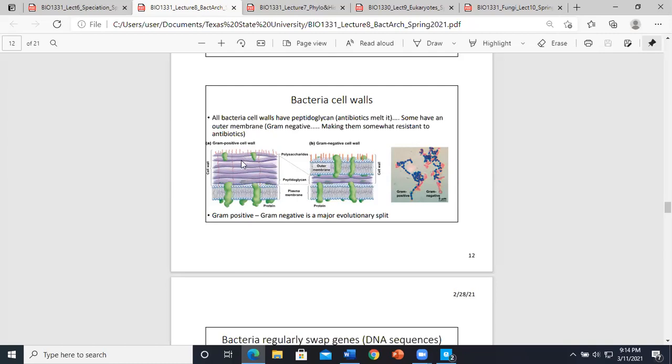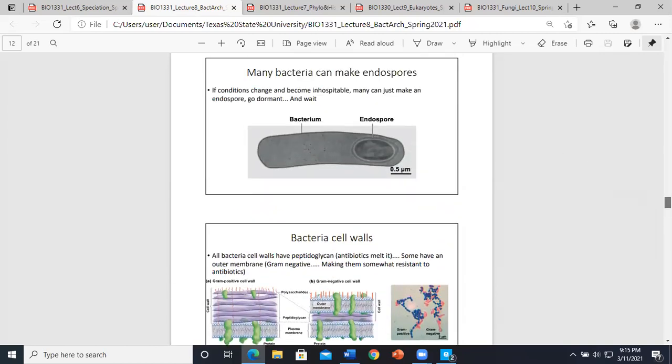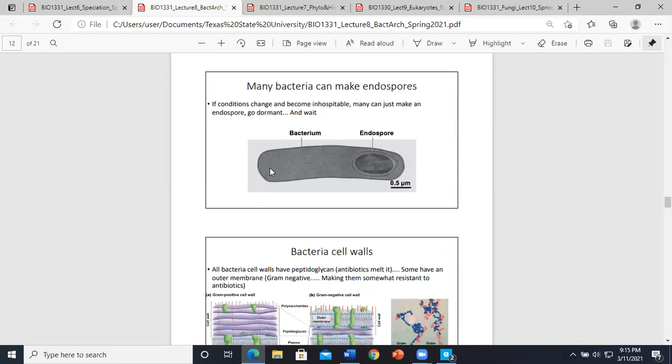And this is where you get your gram positive versus your gram negative, because peptidoglycan is easily stained, and so it turns that purple color, whereas the outer membrane is not easily stained, and so it turns pink instead. That's really important. And while we're here, I'll just show you. This is the cell wall of this bacteria.